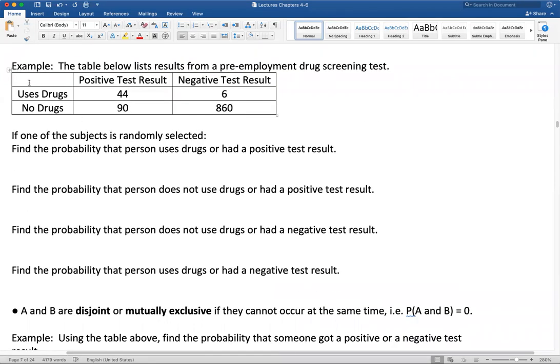We saw that table the last time, right? Here's a question. If one of the subjects is randomly selected, otherwise we cannot use the classical approach, find the probability that the person used drugs or had a positive test result. The person used drugs, let's say this is event A, and had a positive test result, let's say that's event B. Now, A is what?